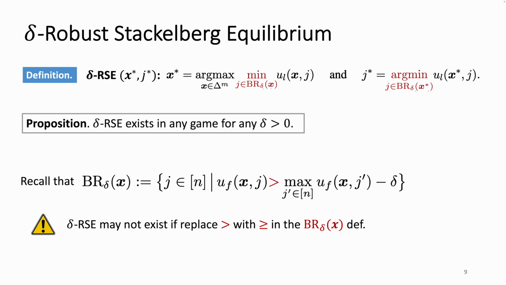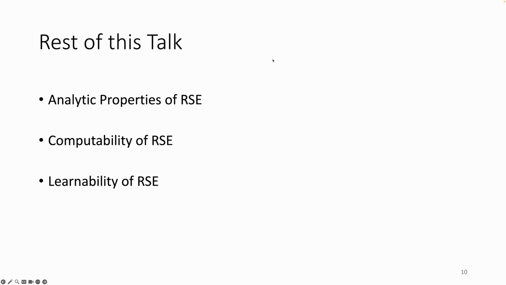That is, if we switch from the greater sign to the greater-or-equal sign in the definition, then the delta RSE may not exist. Okay, so in the rest of this talk, let me introduce some more properties of RSE as well as its computability and learnability.